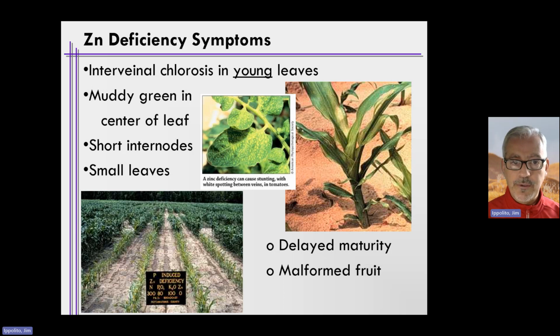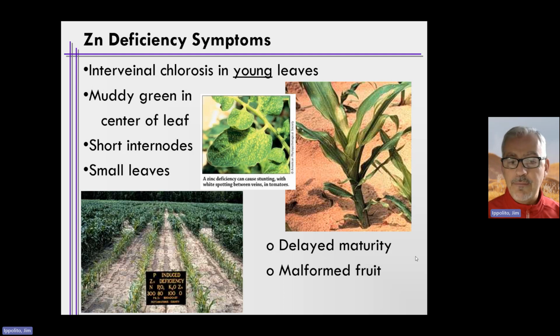Certainly, we see shortened internodes and smaller leaves. So the corn plant, the picture on the right, it just doesn't look like it's expanding and growing tall like a, quote, normal plant would. And sometimes we see smaller leaves, and maybe we see that in this picture of this tomato leaf. We certainly see delayed maturity because of these features, and we see malformed fruit.